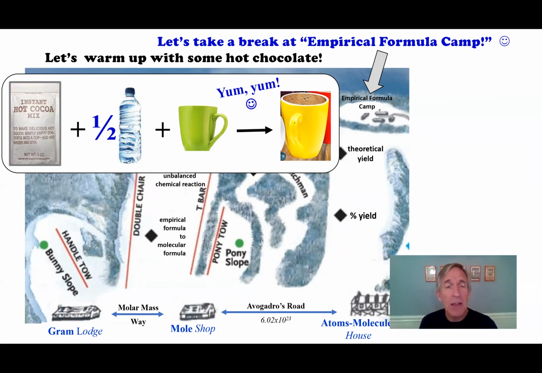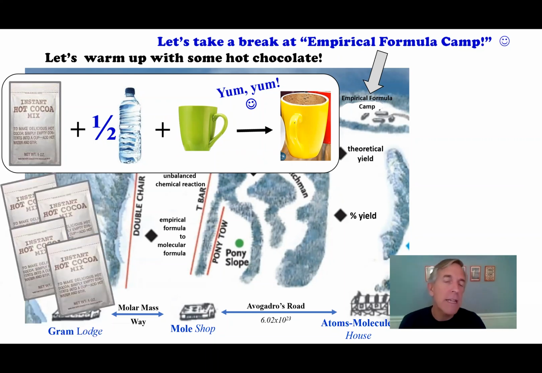And then we have these bottles of water around, and it only takes a half a bottle for every 1 mug to produce 1 yummy mug of hot cocoa. So what do I actually have up there right now at Empirical Formula Camp? What's in the cupboard waiting for me to use up there? Well, this is what we have. And I want to know what we have so I can make enough mugs of hot cocoa for all of you to enjoy. So how many mugs can I make?